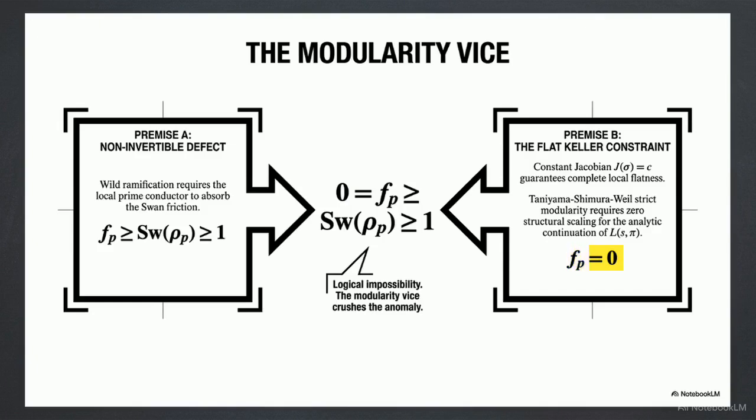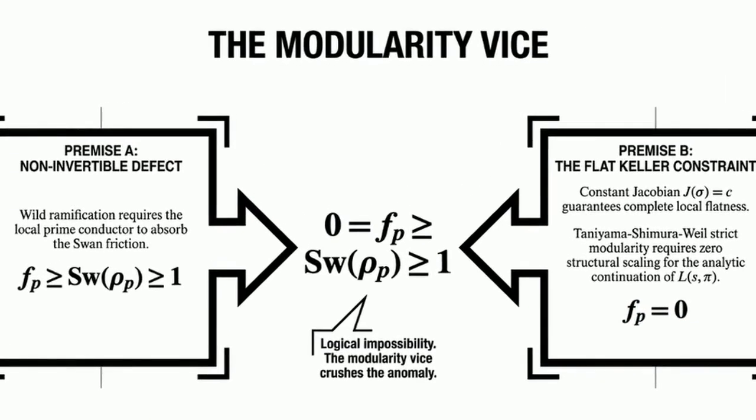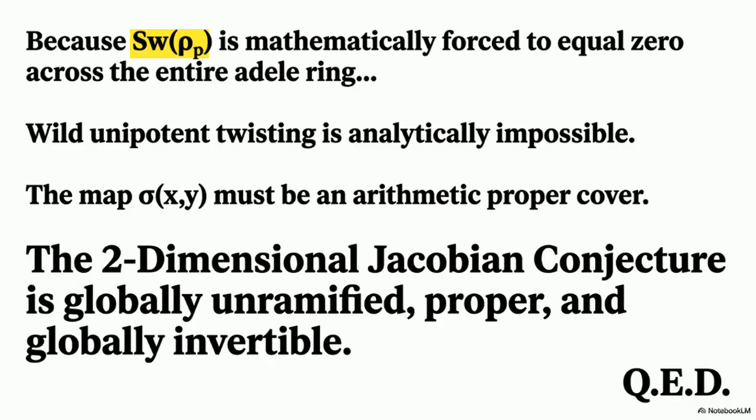This creates a logical impossibility. Modularity requires 0, while a defect requires at least 1. 0 cannot be greater than or equal to 1. The modularity vice quenches the anomaly, forcing the Swan conductor to 0. This proves the map has no boundary defects, making it an arithmetic proper cover and therefore globally invertible.